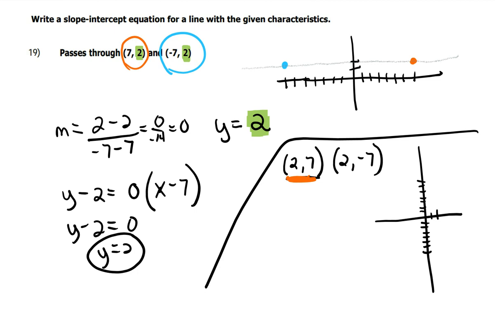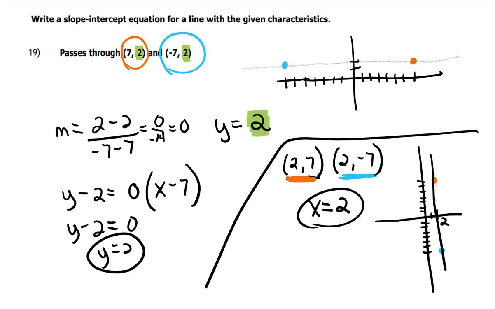Now the orange one, or let's see, this one, 2, 7, I'd go over 2 and up 7. That would be right there. And then this one, over 2 and down 7, that would be right there. And now what we have is a vertical line. Vertical lines always go through the x-axis. So the answer to this one would be x is equal to the same 2, because I'm going through the x-axis right here at 2.